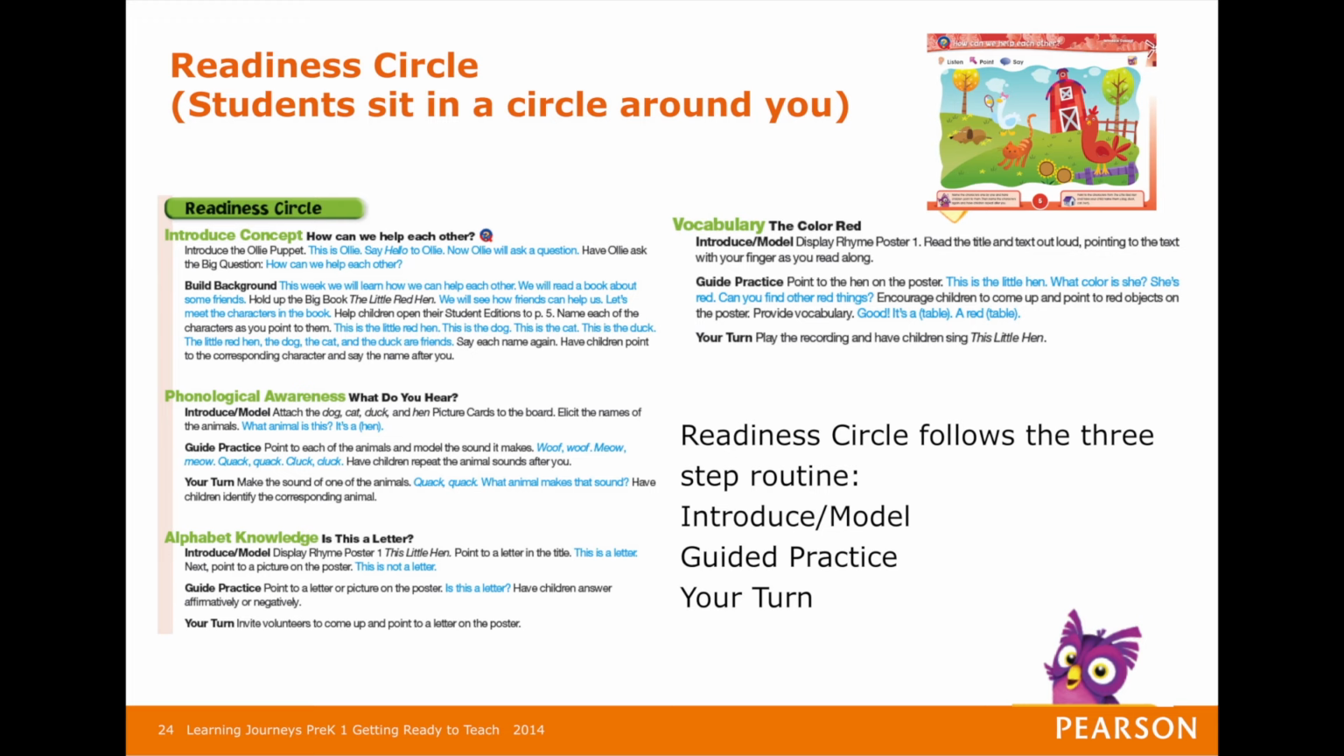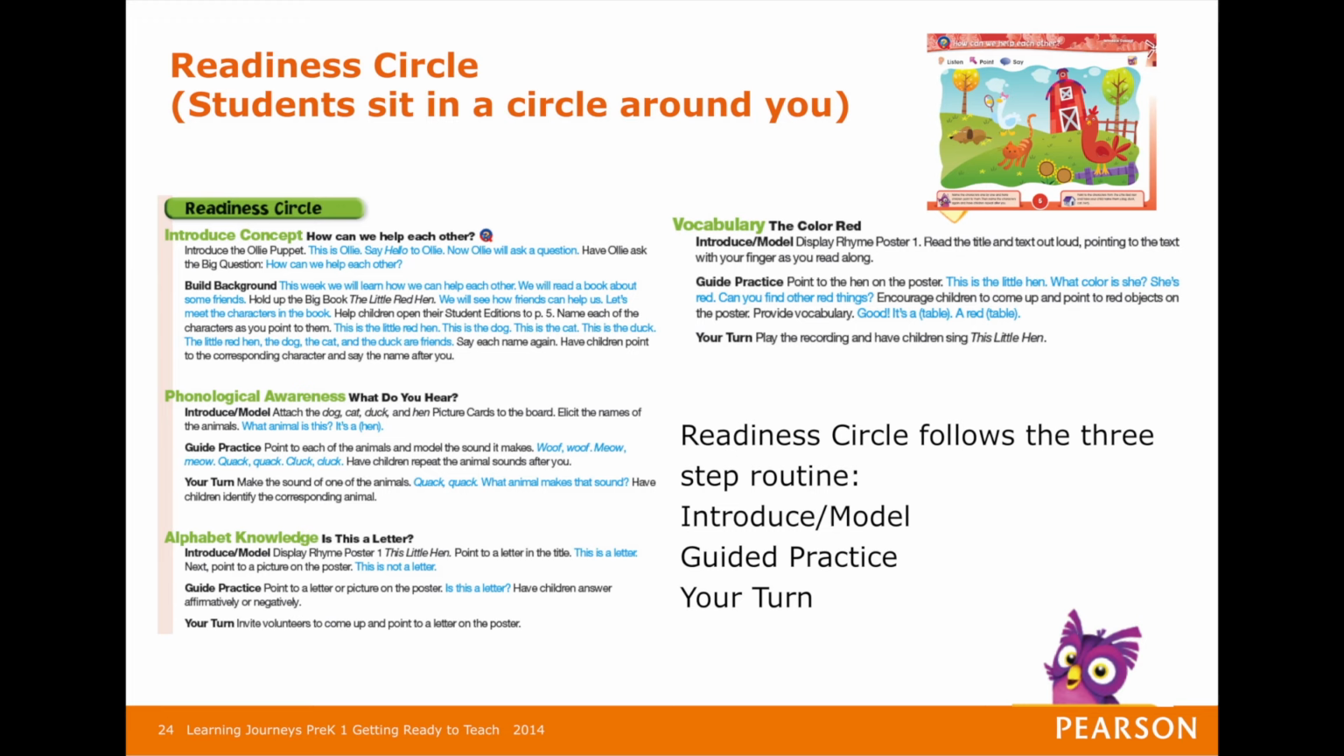Vocabulary. Read. Vocabulary also follows a three-step routine. Introduce model. Read the title and text out loud, pointing to the text as you read. Guided practice. Point to the hen on the poster. Show them their hen and ask what color is she.